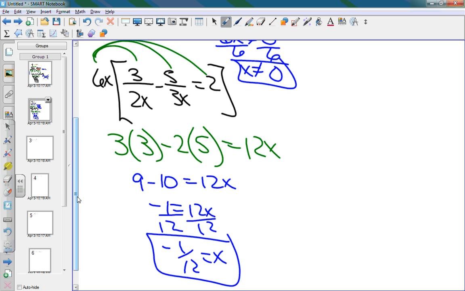Is this a possible answer? Yes. Why? Because what value can x not be? 0. Well, did I come up with 0? No, I came up with negative 1/12, which means that is an answer.